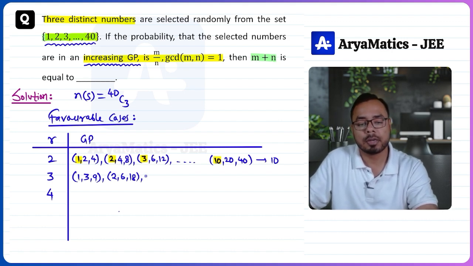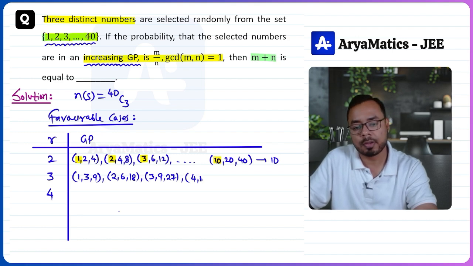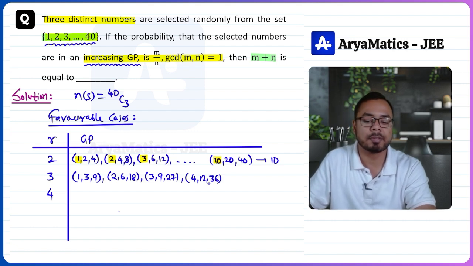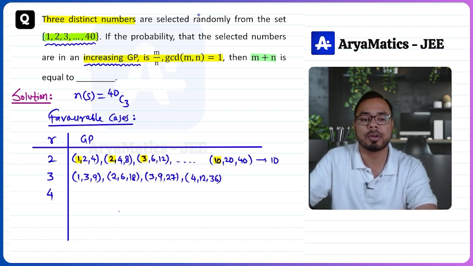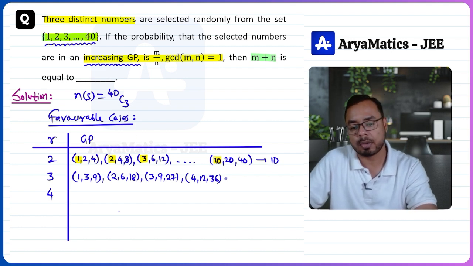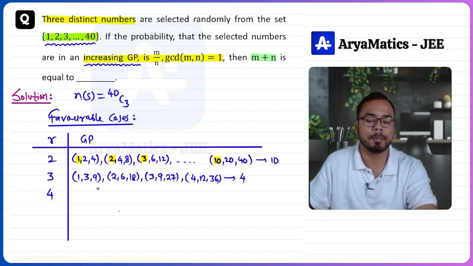So that means the next possibility will be if I take first term as 3, 3 into 3, 9, and then 9 into 3, 27. If I take first term as 4, 4 into 3, 12, 12 into 3, 36. And if I take first term as 5, then the next term will be 15, and then 15 into 3, 45. 45 is not there in this set, right? The moment you cross 40, we have to stop counting. So these are the 4 GP with common ratio 3.